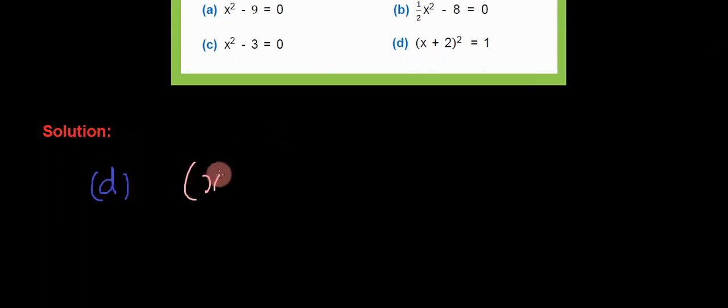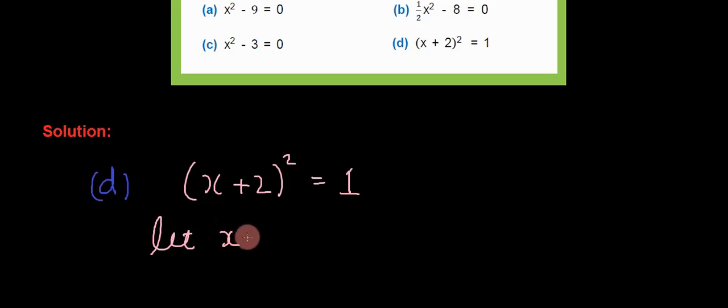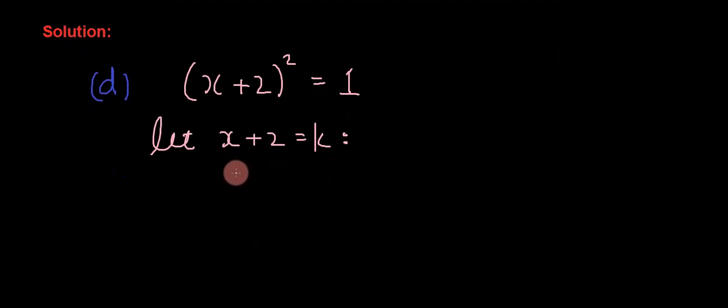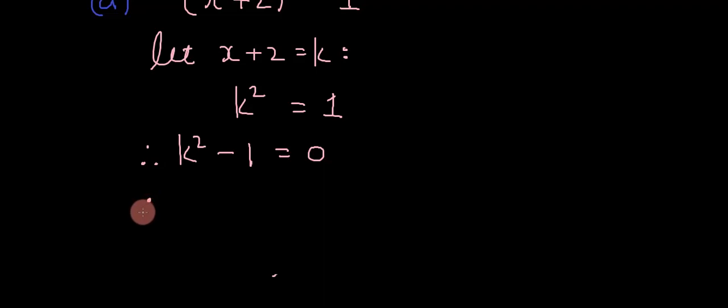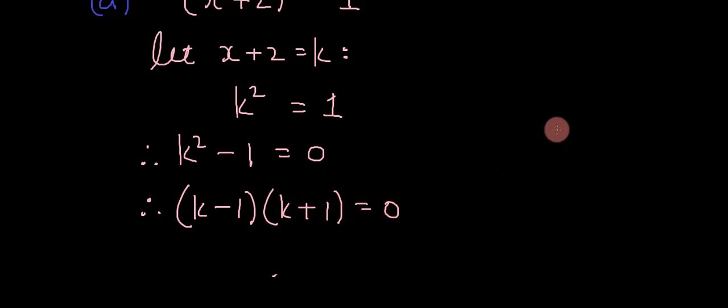Then lastly, we have x plus 2 all squared equals 1. We can let x plus 2 equal k. And then we'll have k squared equals 1. We can bring the 1 to the left-hand side, and we have a difference of squares. So k squared minus 1 is 0. Now we can factorize. So k minus 1 times k plus 1 equals 0.